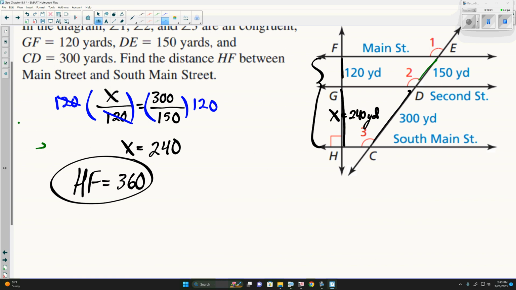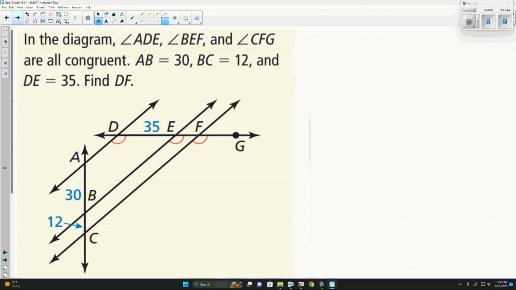Questions on this here? Questions on anything we've done so far? In the diagram, AD, BE, and CF are parallel. We're just saying these three lines are parallel. AD is 30, BC is 12, and DE is 35. Find DF. So they want us to find the whole length.